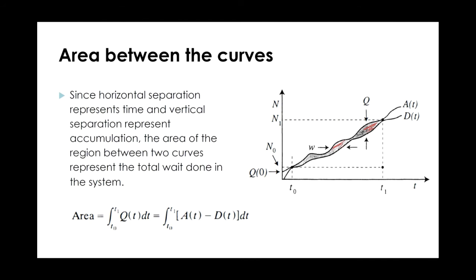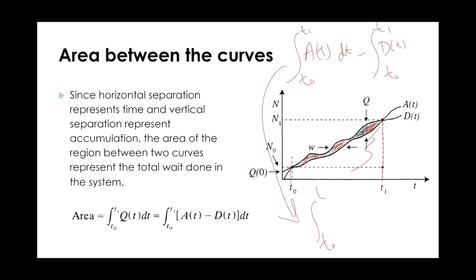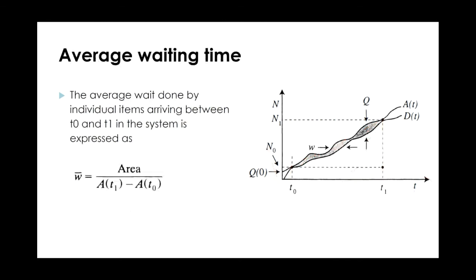So if I want to get the area of this curve, it would be the area underneath A minus the area underneath D. So it would be the integral of A(t) dt from T0 to T1 minus the integral of D(t) dt from T0 to T1. And if I want to, I can also write it like this: the integral from T0 to T1 of (A(t) minus D(t)) dt. So this is a mathematical representation of the area between the two curves. Nothing too difficult about it.